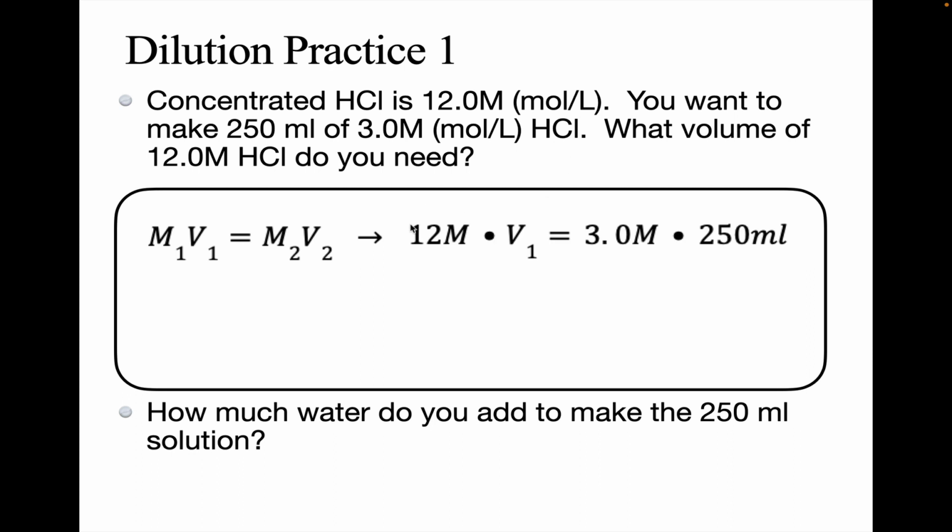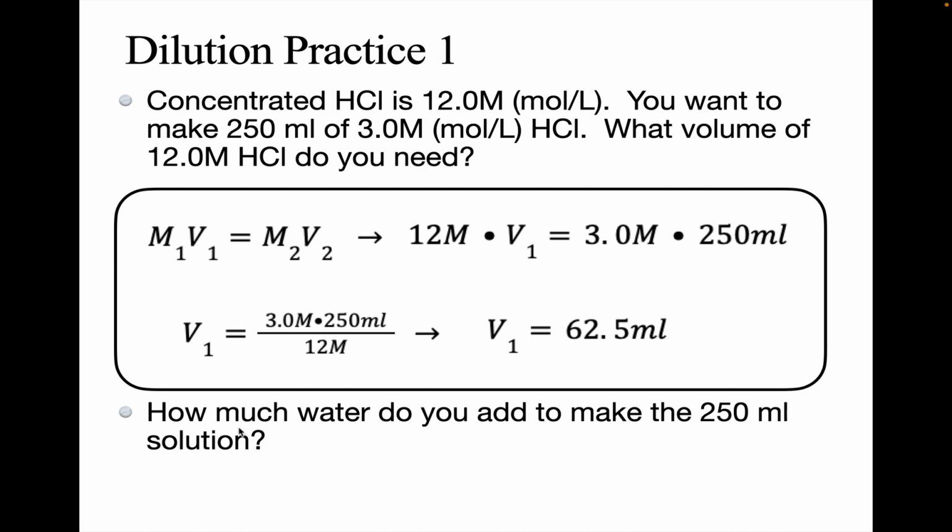So the concentration of the start, or the concentrated, is 12. We don't know how much of this we're going to use. We want to make 3 molar and 250 milliliters. So by plugging this in, we can then solve for V1, and we get 62.5 milliliters. Now, if we want to make this dilution happen, this is how much of our initial concentrated stuff we need to have. But we wanted 250 milliliters, and we're only going to use 62.5 of the concentrated.